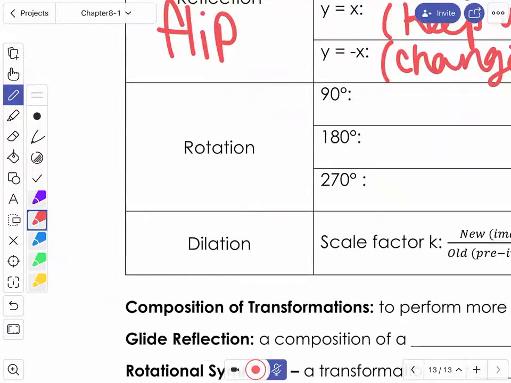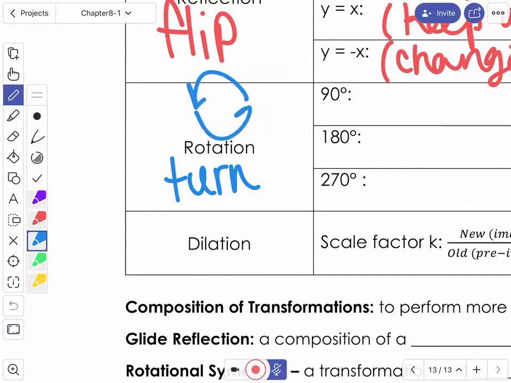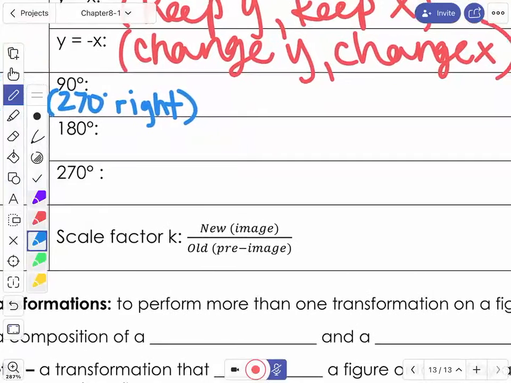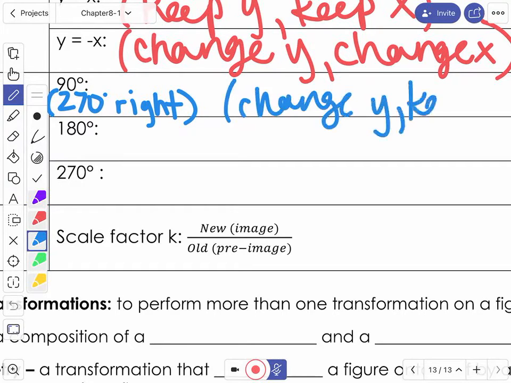Our third kind of transformation that we dealt with was the rotation, which said to turn. And we looked at specific degrees that we can turn this. Now, by default, we go to the left. But remember, some of these could have the same if we go to the other direction. So a 90 to the left is the same as 270 to the right. And the 90-degree rotation said that we are going to change the y and put that number first, keep the x, and leave it at the end.